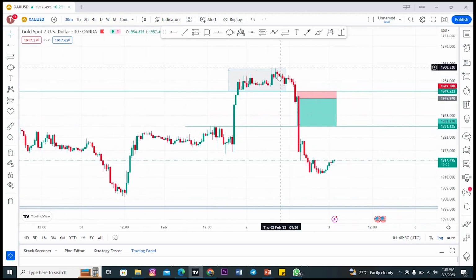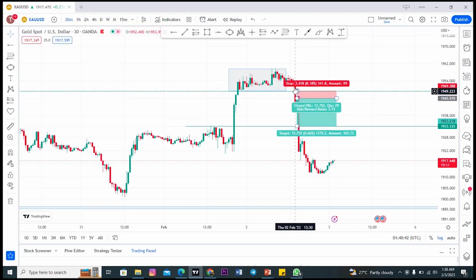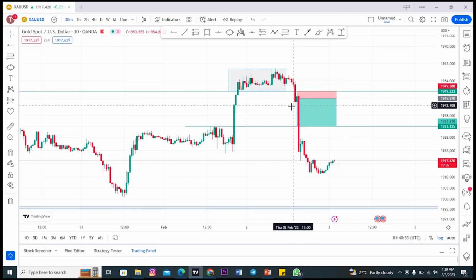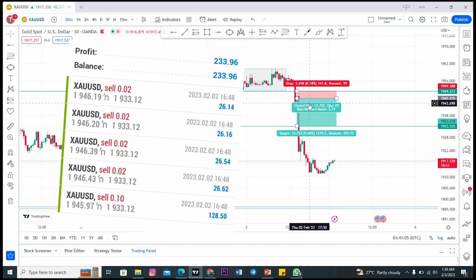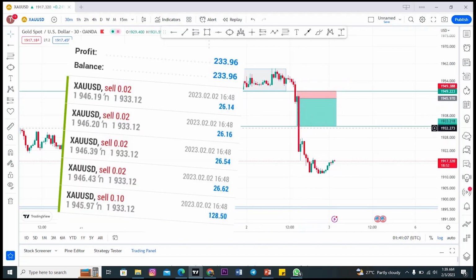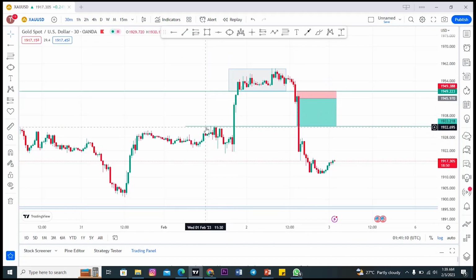So you can see after the 30 minutes close of this bearish candle right here, the next 30 minutes candle was a little bit of pullback. Then I began to enter the market right at this point. I entered with like 4 or 5 positions, and then left my trade to run all the way to the next support region or level.